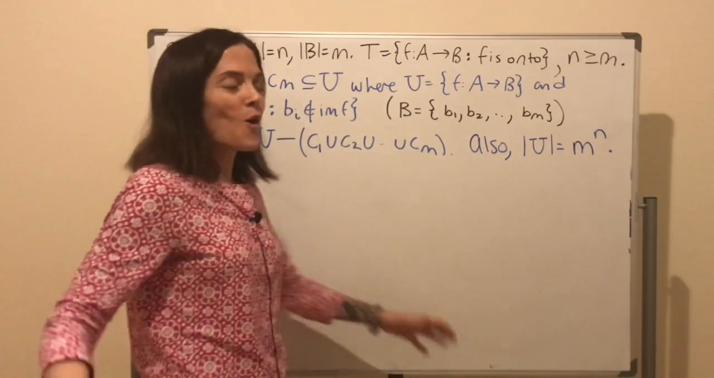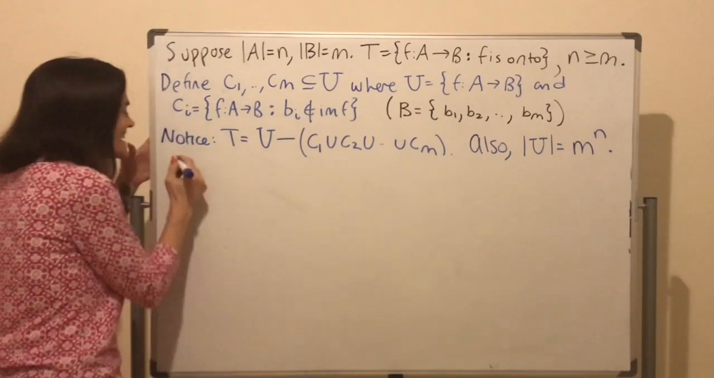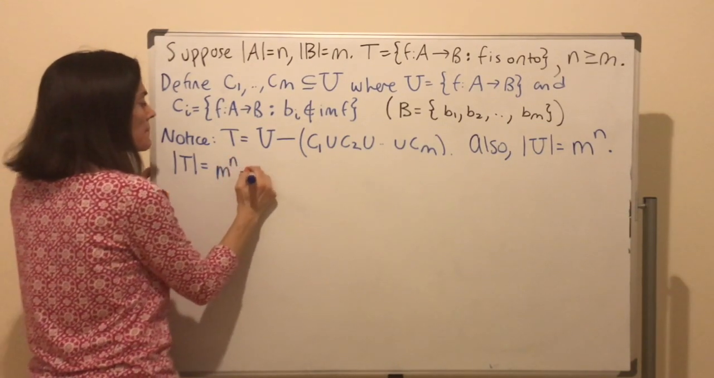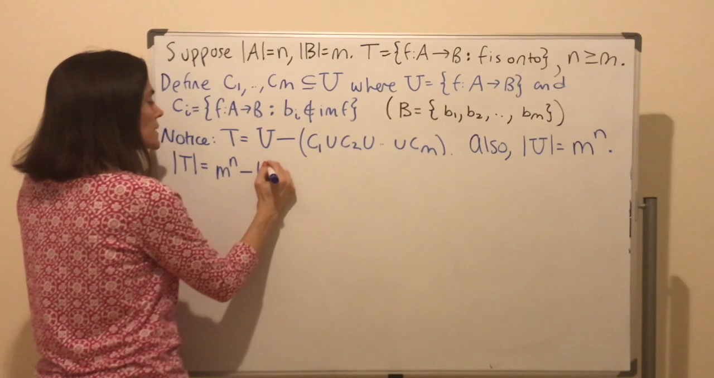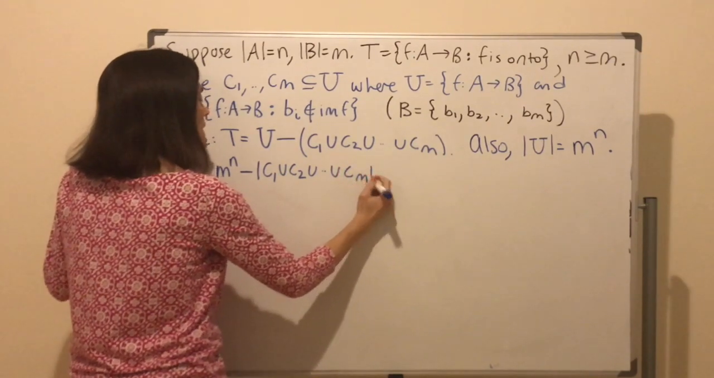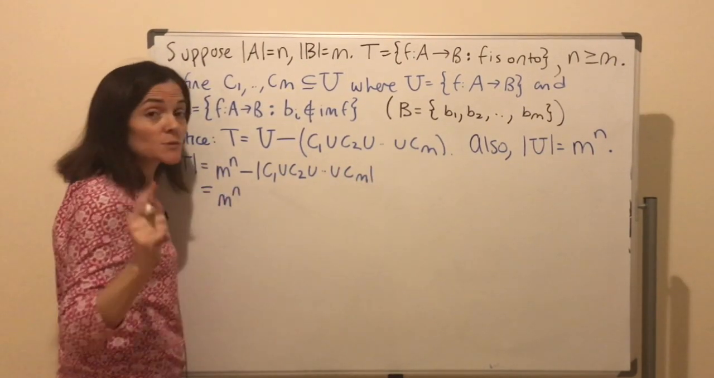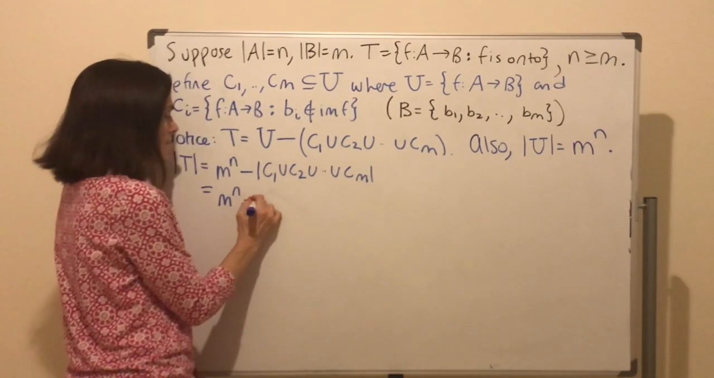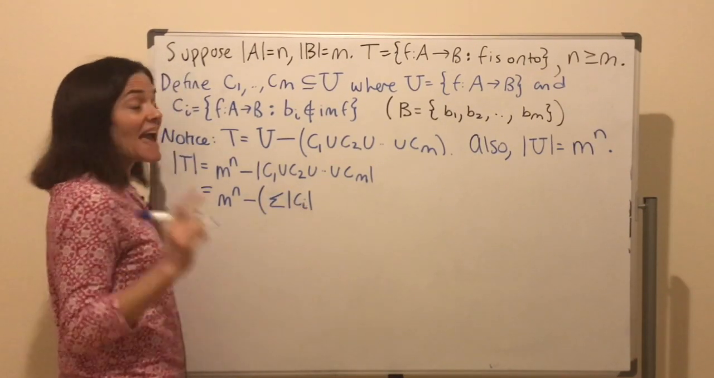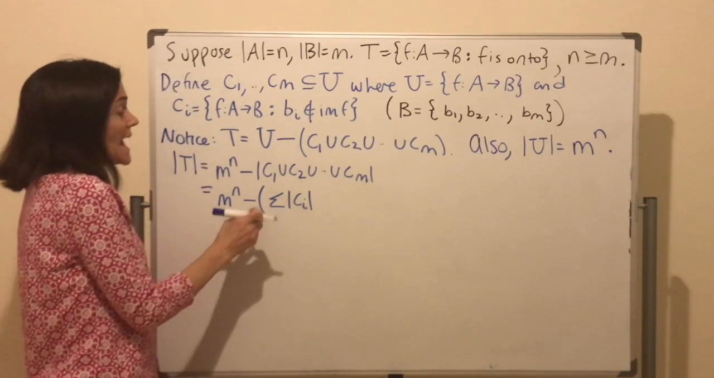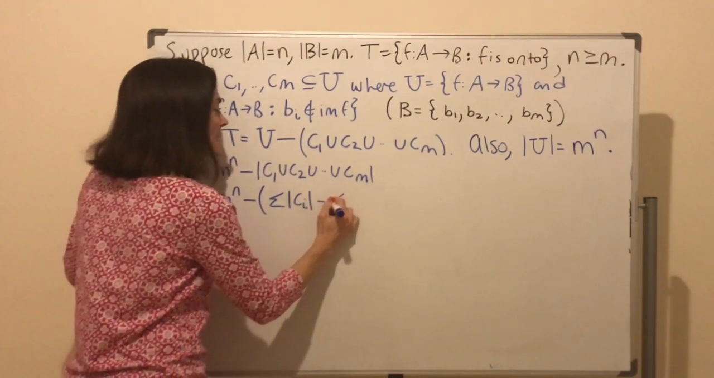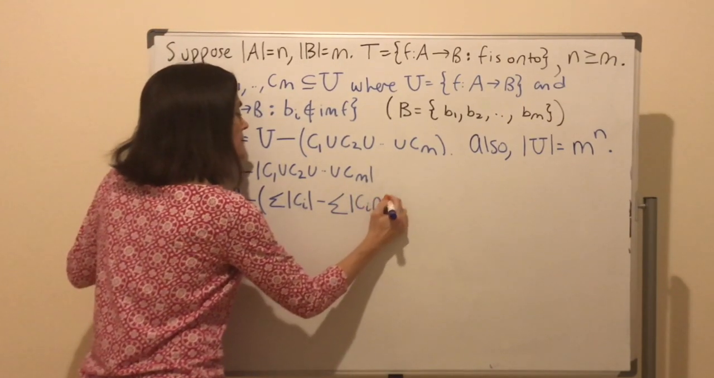I would say strap in, hold on to something. Here we go. Cardinality of T is going to be m to the n minus the cardinality of this union. So this is m to the n. Here is where I'm going to start using inclusion-exclusion. We have minus the sum of cardinalities of the individual ones. And as I mentioned, there are m of these, m choose one of these, right? There's m in total. Okay, then I subtract the sum over all Ci intersect Cj.